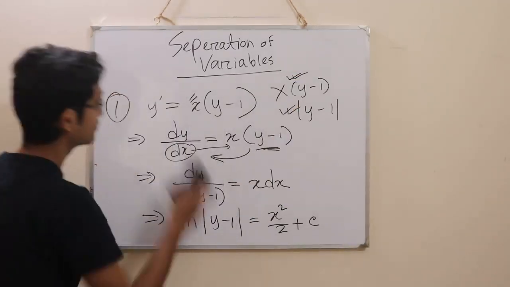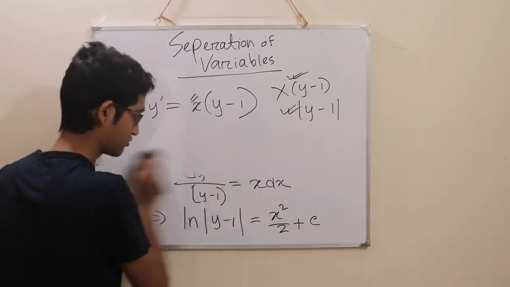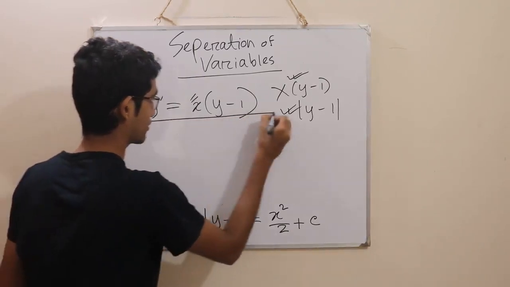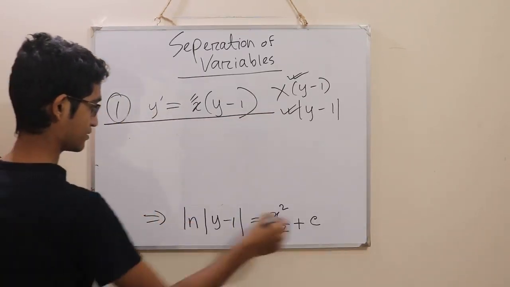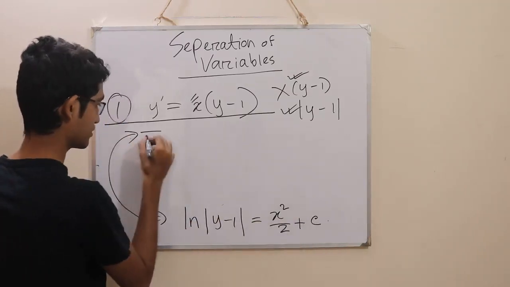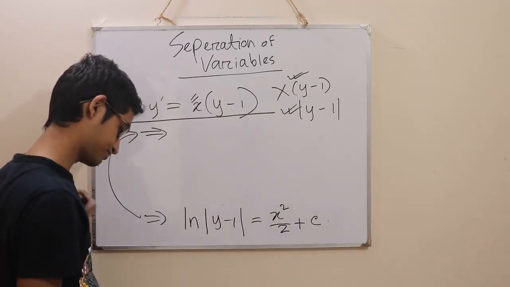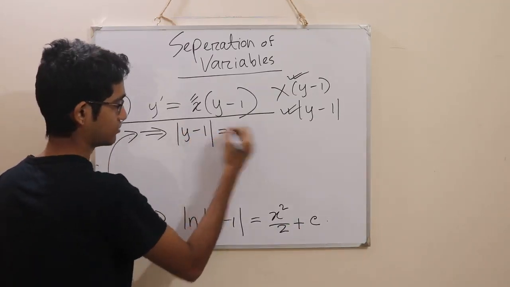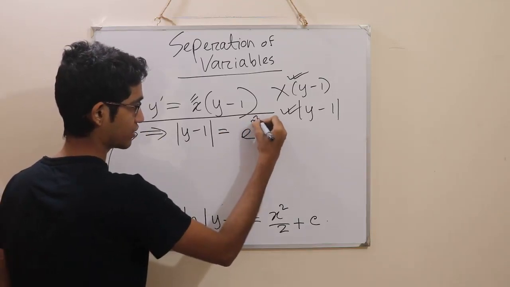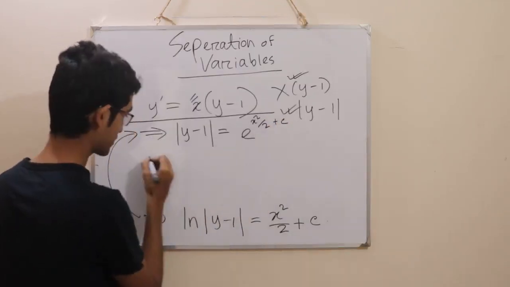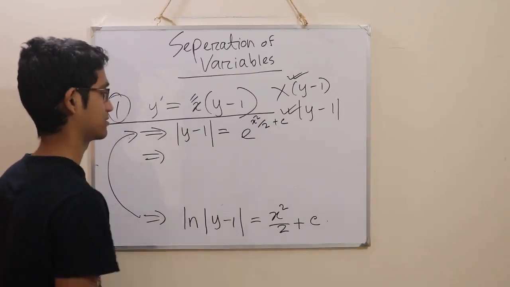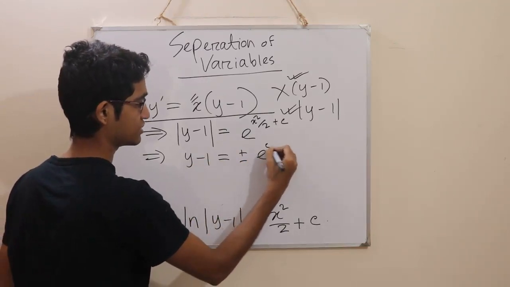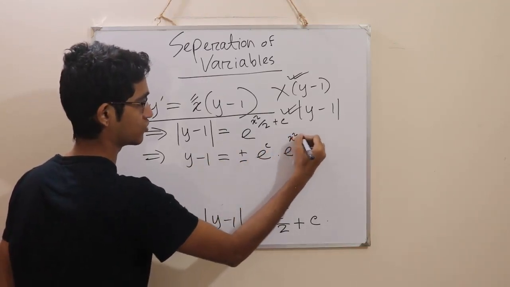Now, I will keep the original equation here and underline. So this eventually comes here, and on the next line we can do e to the power x squared over 2 plus c. Now, as this is an absolute value, y minus 1 will be equal to plus or minus e to the power c times e to the power x squared over 2.